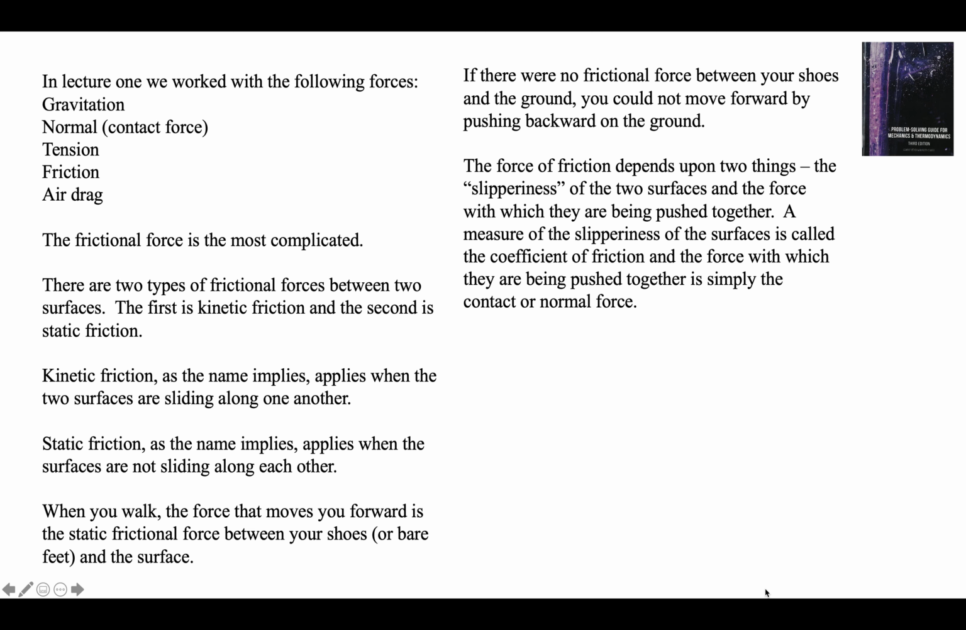The force of friction depends on two things: the slipperiness of the two surfaces and the force with which the surfaces are being pushed together. A measure of the slipperiness of the surface is called the coefficient of friction. You can look this up on a table: wood on aluminum, whatever. It'll give you the coefficients of friction. Also, it depends on the force with which the surfaces are being pushed together. This is the normal force or the contact force.